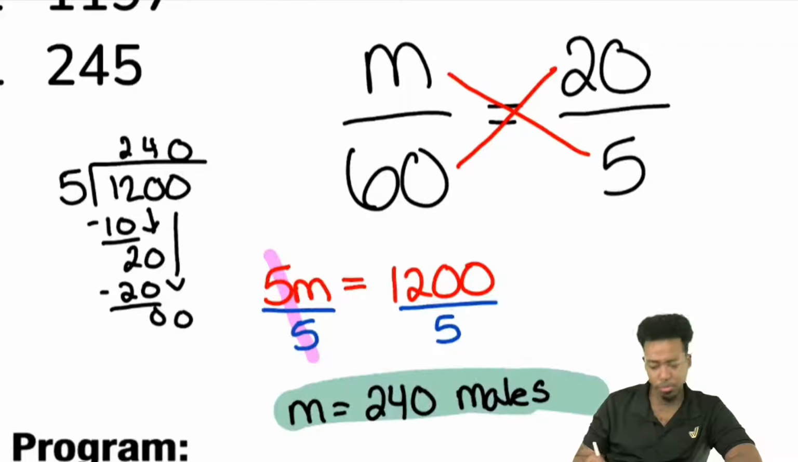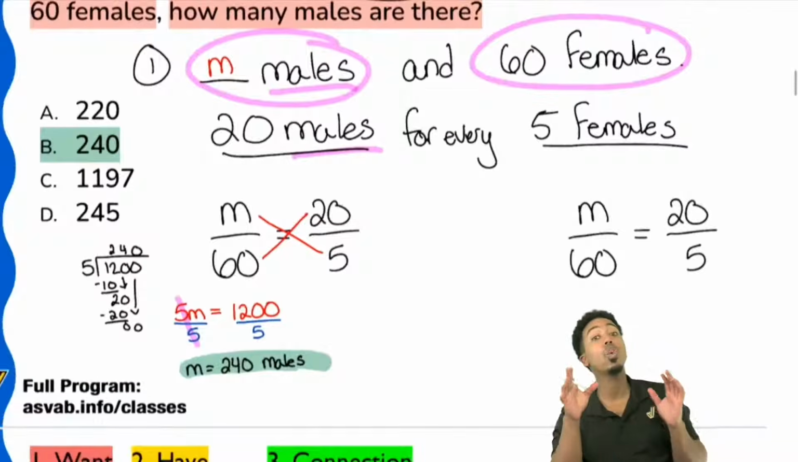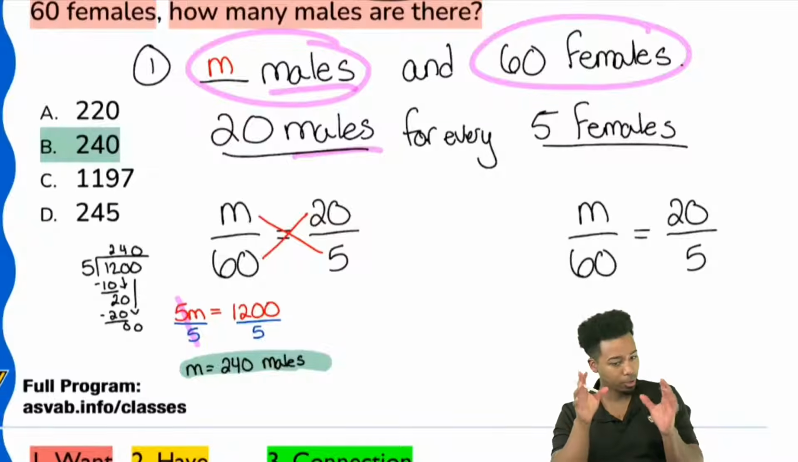Everybody, that's good, right? 240 males. Looks like we got the correct answer. And that would be answer choice B. And again, that's just one way to solve it.